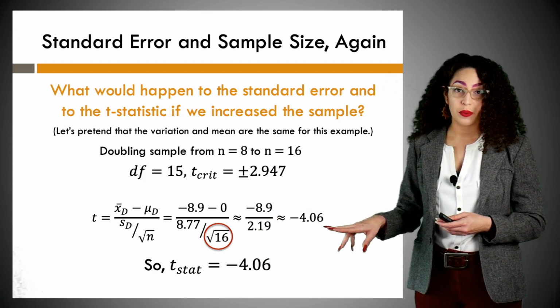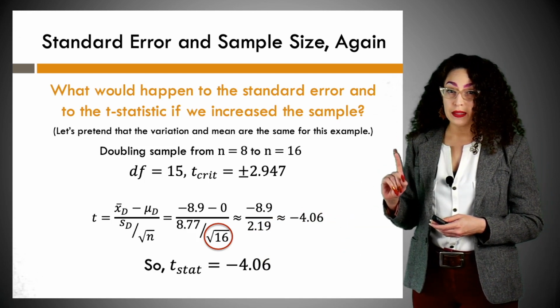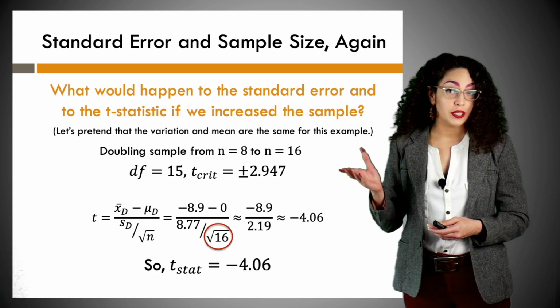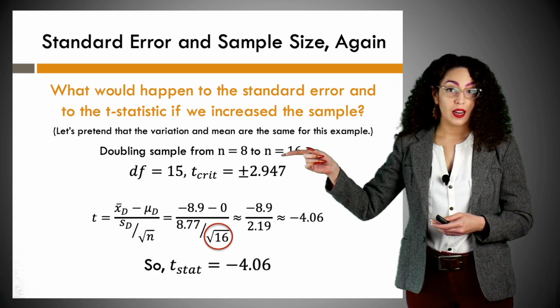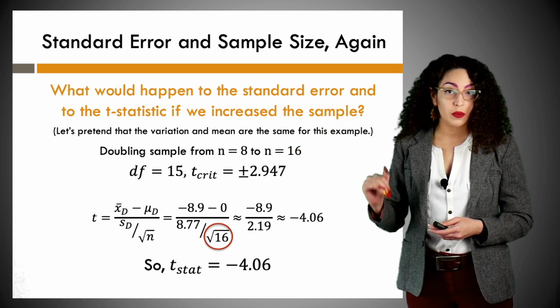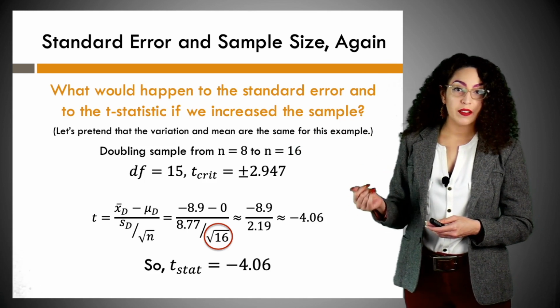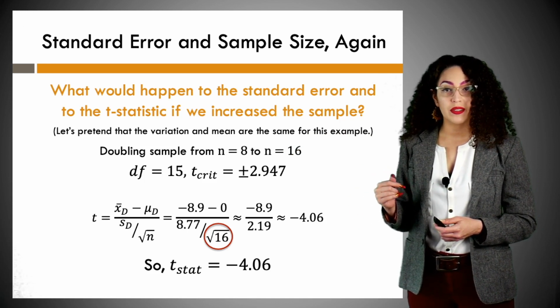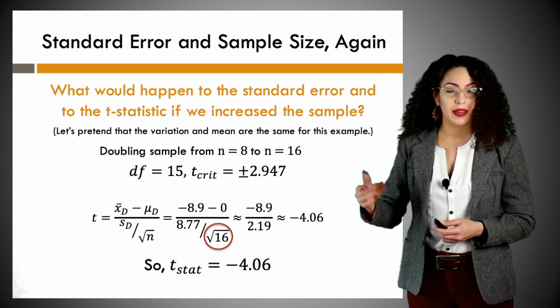Our t-statistic got larger. Now it's negative 4.06. And what's the other thing that's going to change? Our degrees of freedom, which changes our t-critical. Our t-critical went down to a negative and positive 2.947 when before it was 3.499.